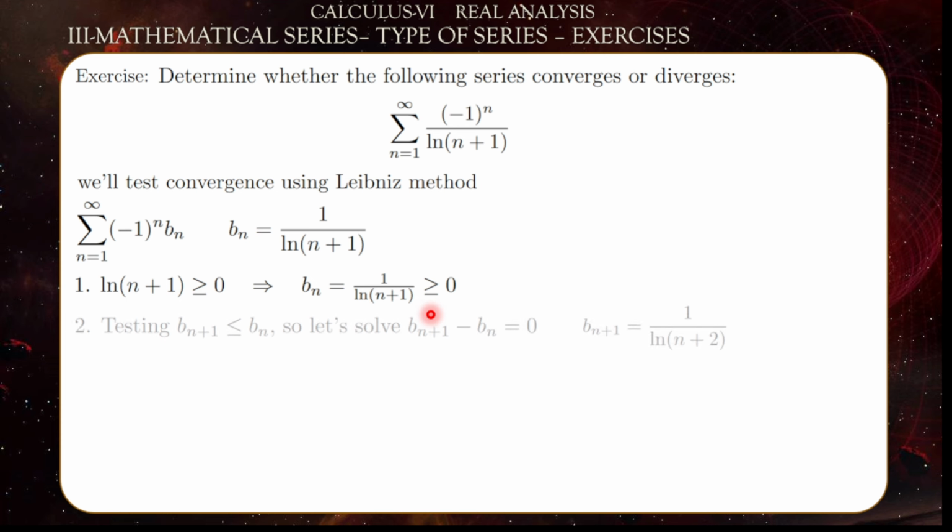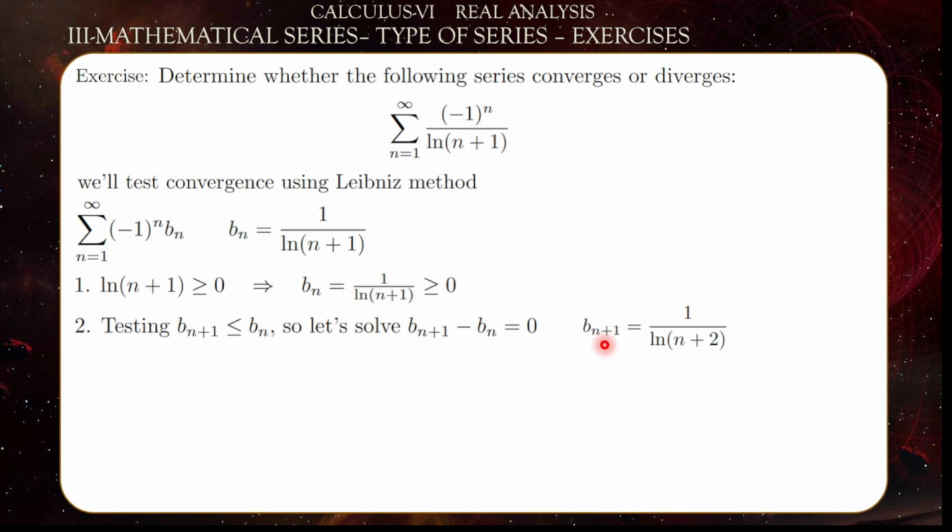Second criterion, we need to test whether b_(n+1) is less than or equal to b_n, which means that this sequence is always monotonically decreasing. So let's solve b_(n+1) minus b_n is equal to 0.